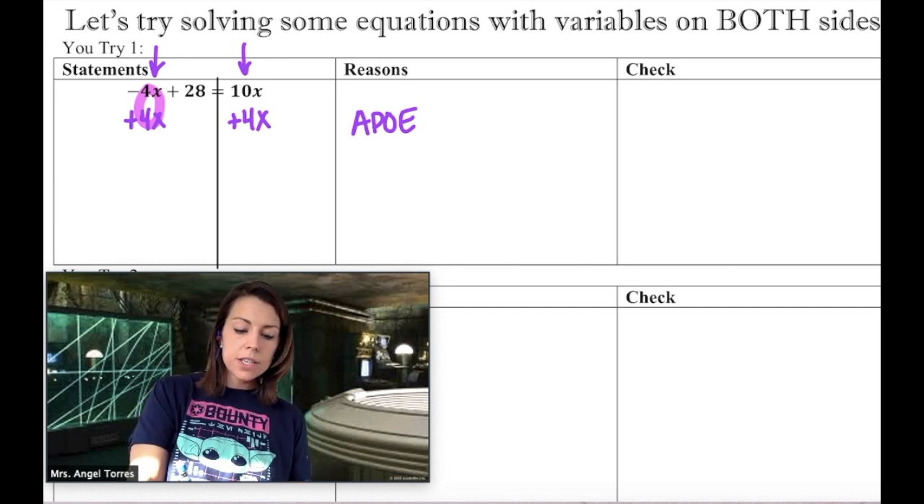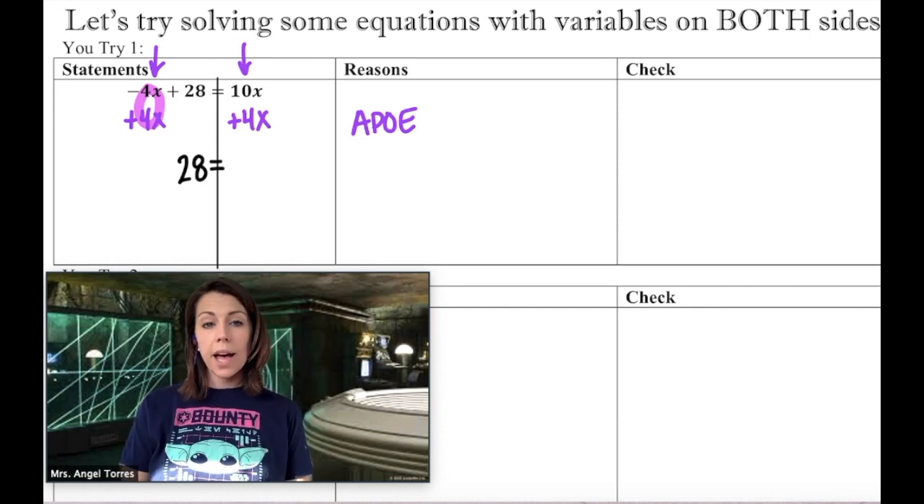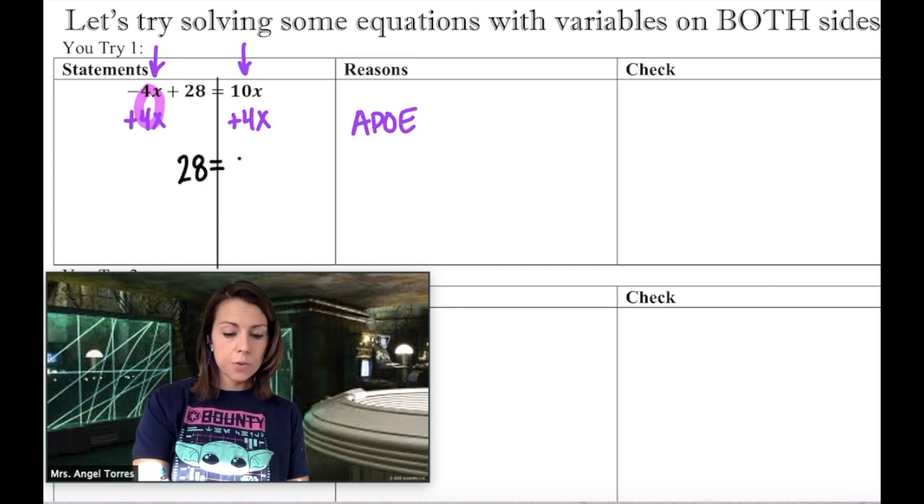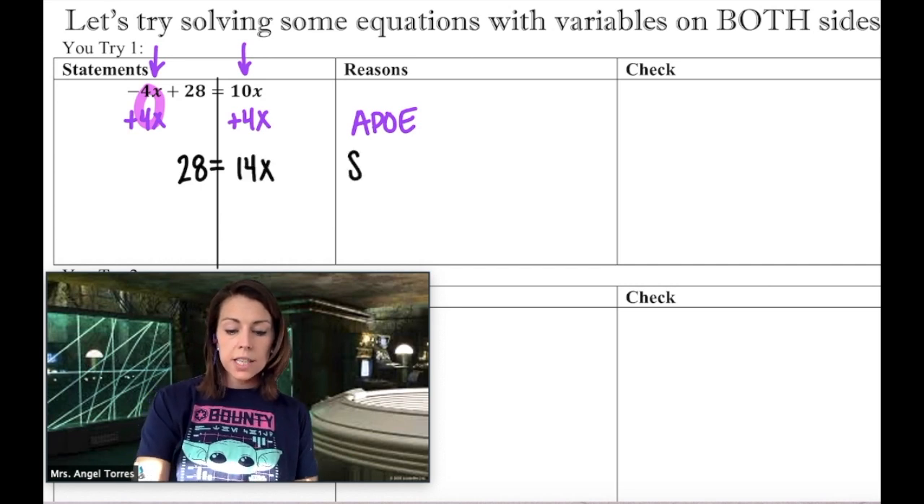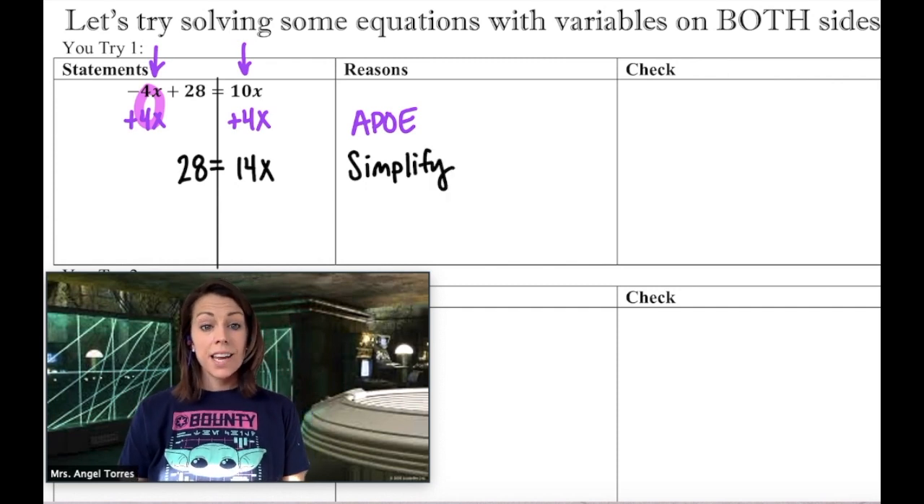The left side of the equation is down to a single term. I'm just left with my constant of 28. Can I combine 10x and 4x? Yes, I can. 10x's plus 4x's is 14x's. So by choosing to make a 0 term out of the variable, I was able to simplify. Now that we're down to a single term and a single term, why don't you finish this equation?